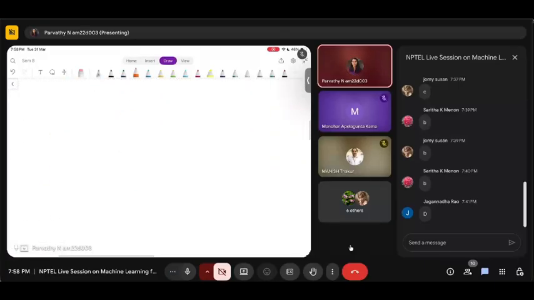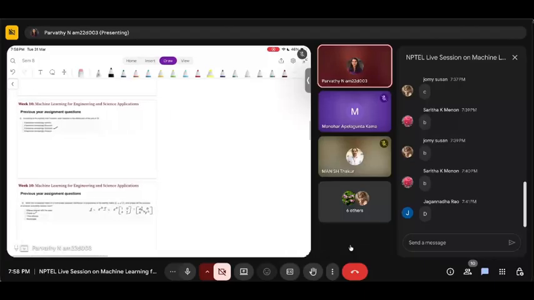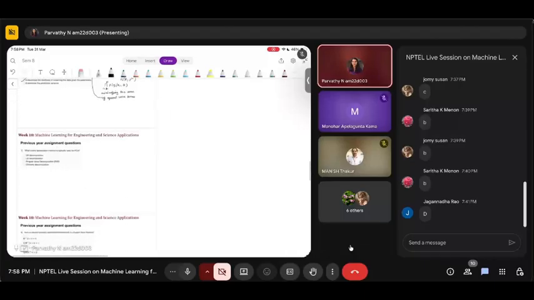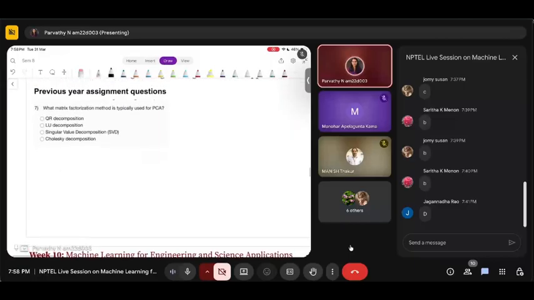Now, from a previous year question: what matrix factorization method is typically used for PCA? QR decomposition, LU decomposition, singular value decomposition, solid-state decomposition. Yeah, so this is SVD.